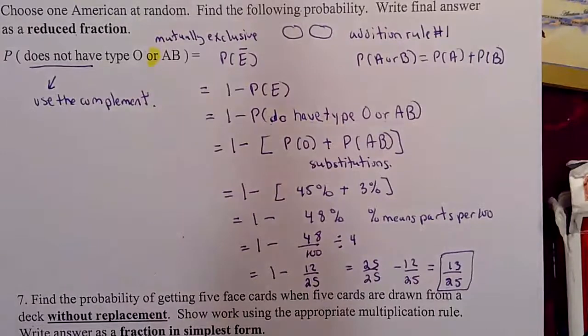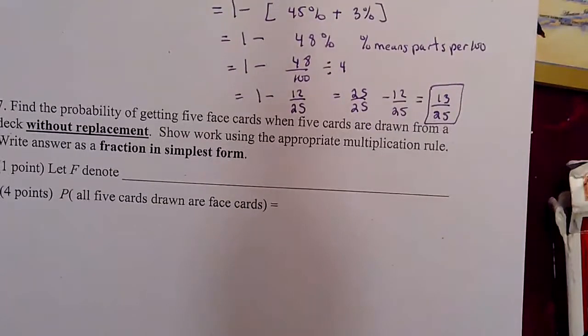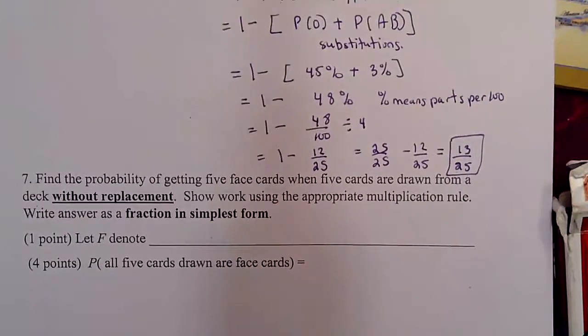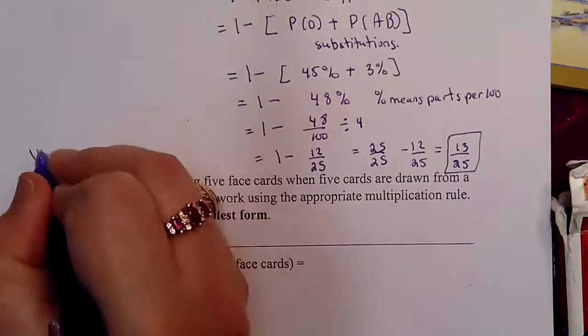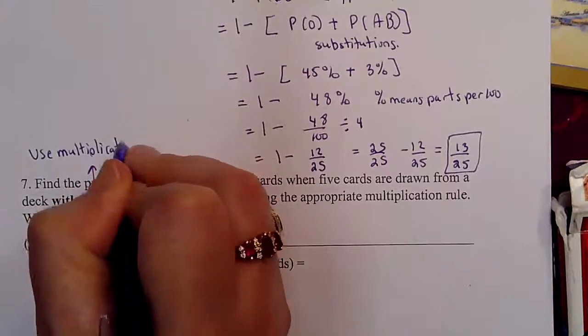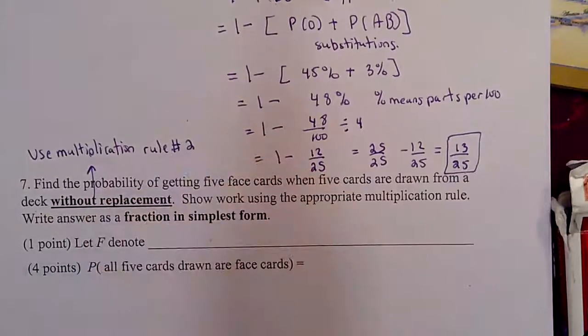Okay. Let's see. The next problem. Find the probability of getting 5 face cards when 5 face cards are drawn from a deck without replacement. Okay, so you're not putting them back. If you're doing without replacement, that means you're making use of multiplication rule number 2.